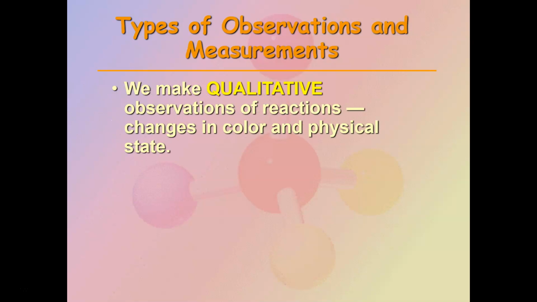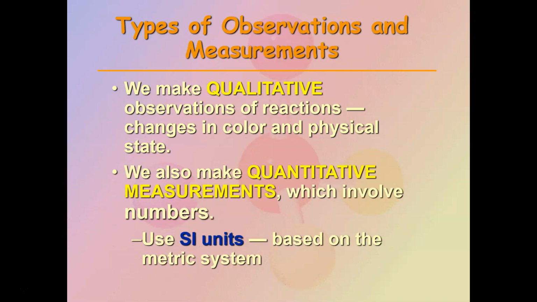So there are two different types of observations or measurements, or data, that you're going to be expected to gather. The first one is we make qualitative observations of reactions. Qualitative, think of the word quality. And these are things like changes in color, the physical state of something. This is a liquid, that is a gas, something we can see with our eyes, a quality that it has.